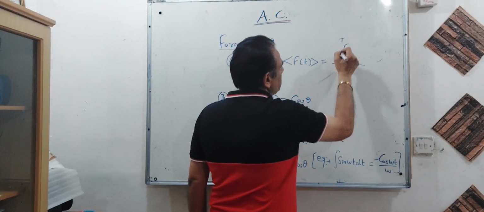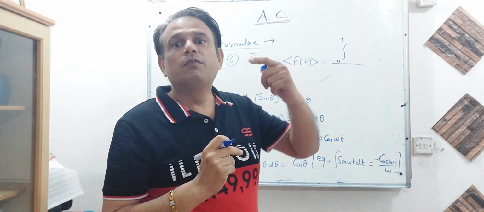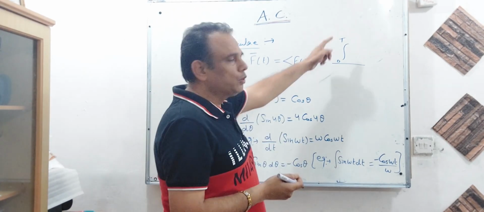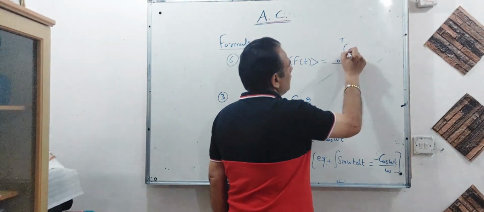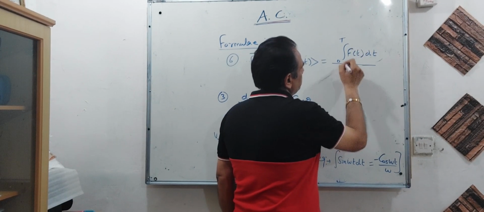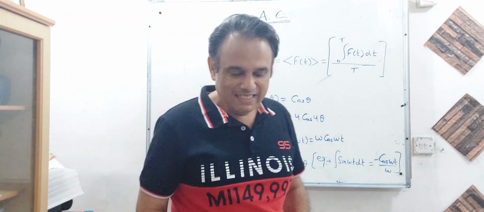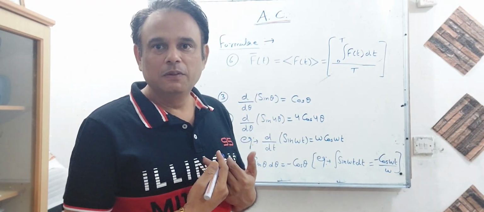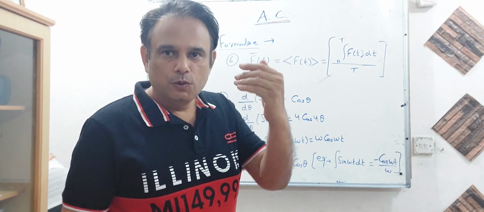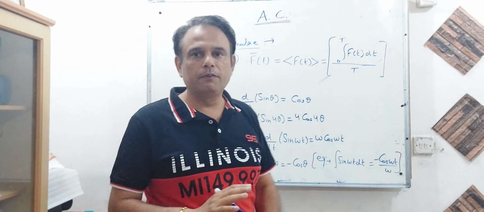And this is written as integration 0 to T, if you are integrating over 1 complete cycle. 1 complete cycle means time period T. So 0 to T, f of t dt divided by T. Oh, it looks very scary. Yes, it looks scary for me also. But when we apply it, after 1 practice, 2 practices, 3, it will be very simple for you. I am going to give an example for it.